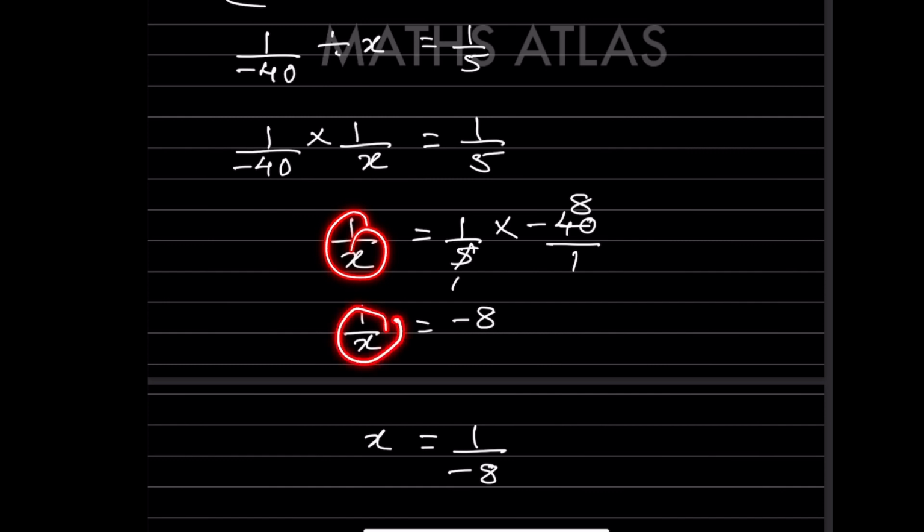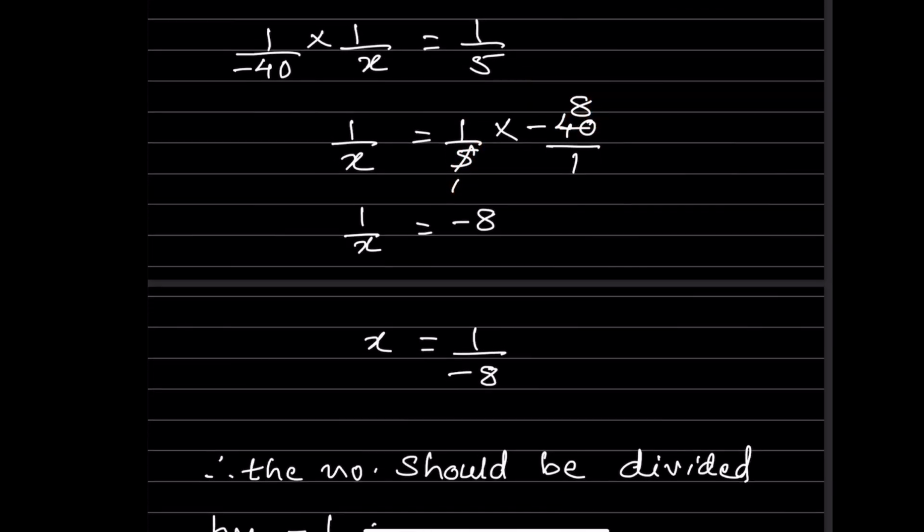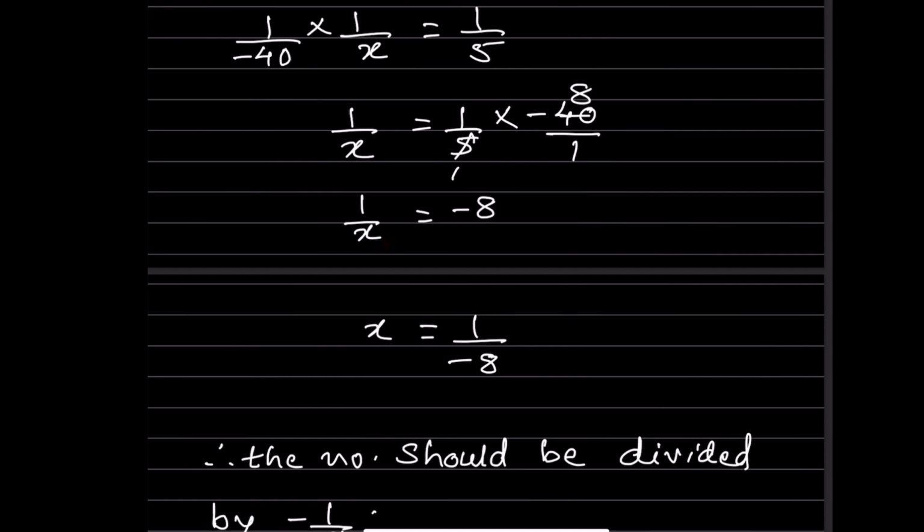This is the same. So now let us simplify. 5 ones are 5, 8s are 8. So this is going to be minus 8. So now what we can do, we want the value of x. So you can also do this one. I can also add one step over here.